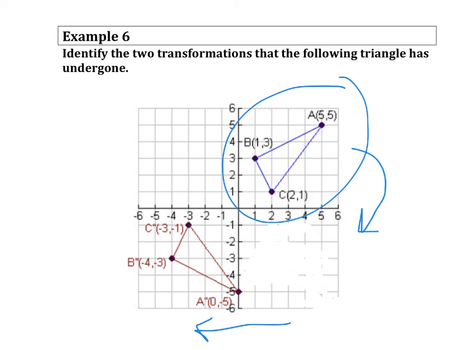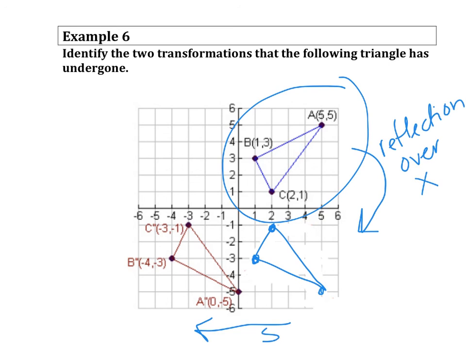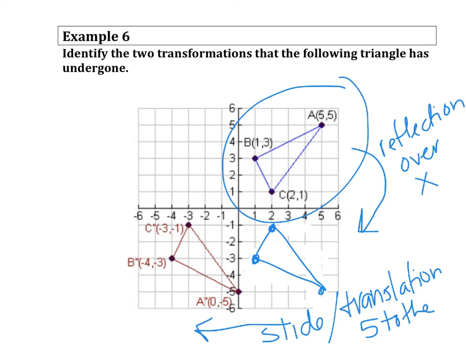So where do we think C landed? C would have been here. And then B would have landed here. And then A would have landed here, making this a flip. This would have been a reflection. This is what you would need to say if this was a homework. A reflection over the X. And then what happened? It's a slide, which I should use the fancy word here. The translation. How many over? Looks like 5 to the left.